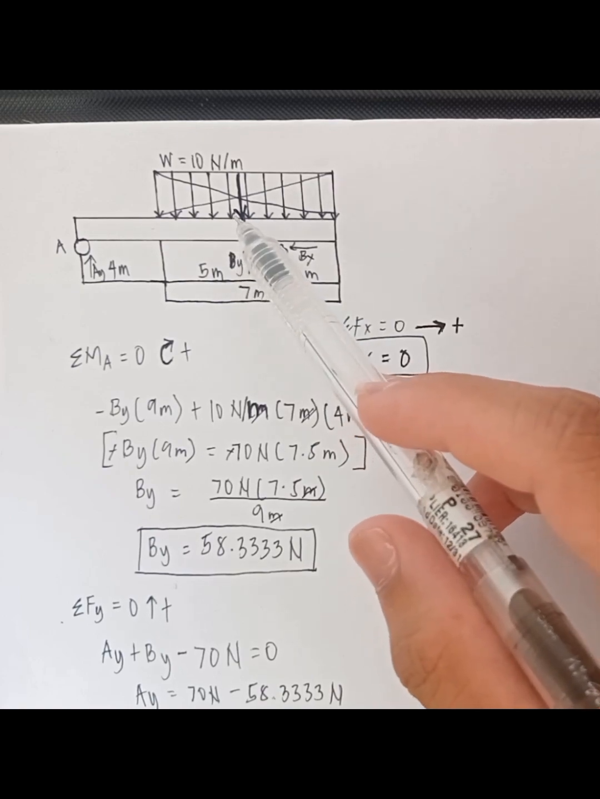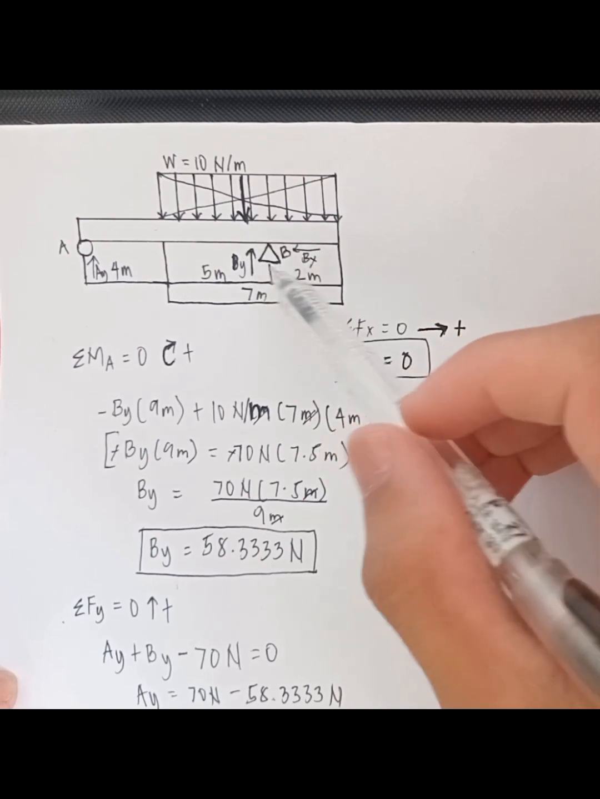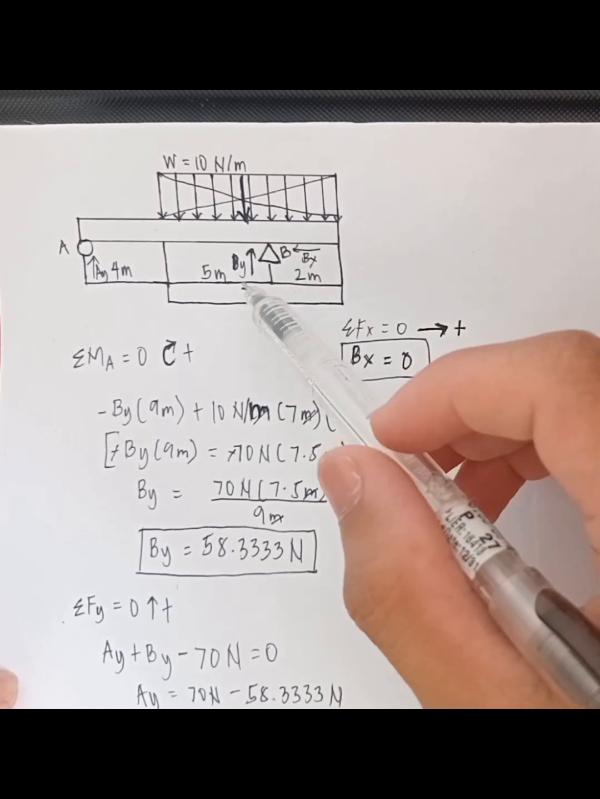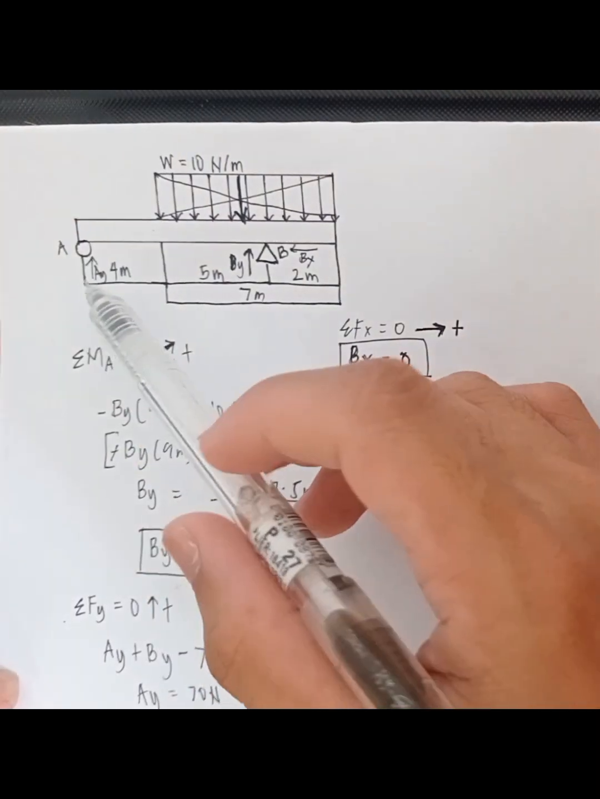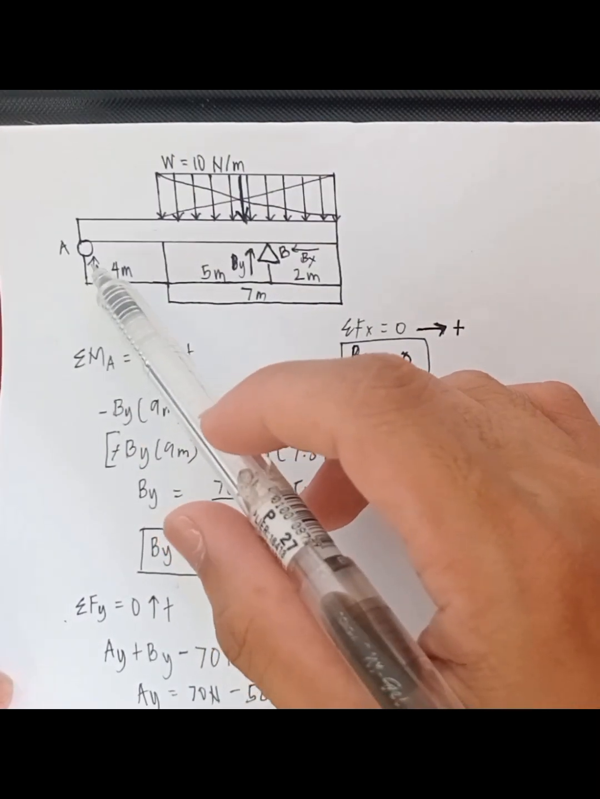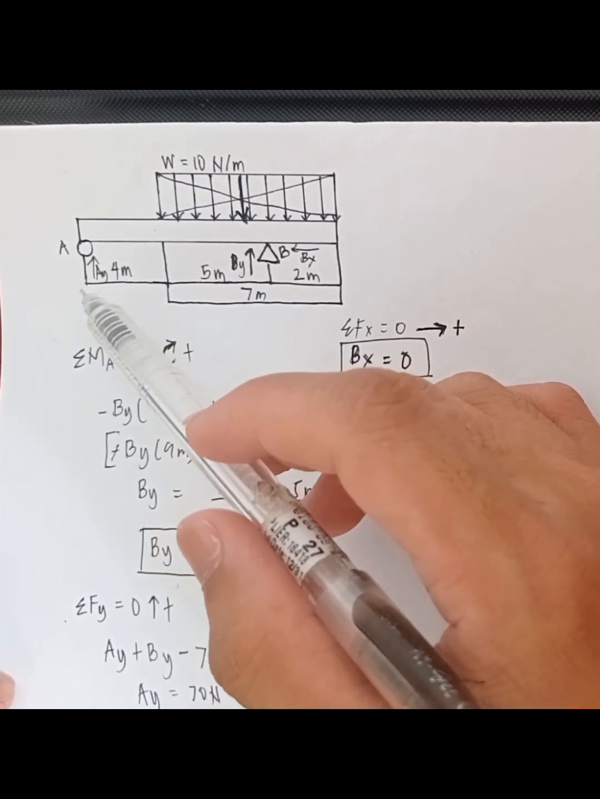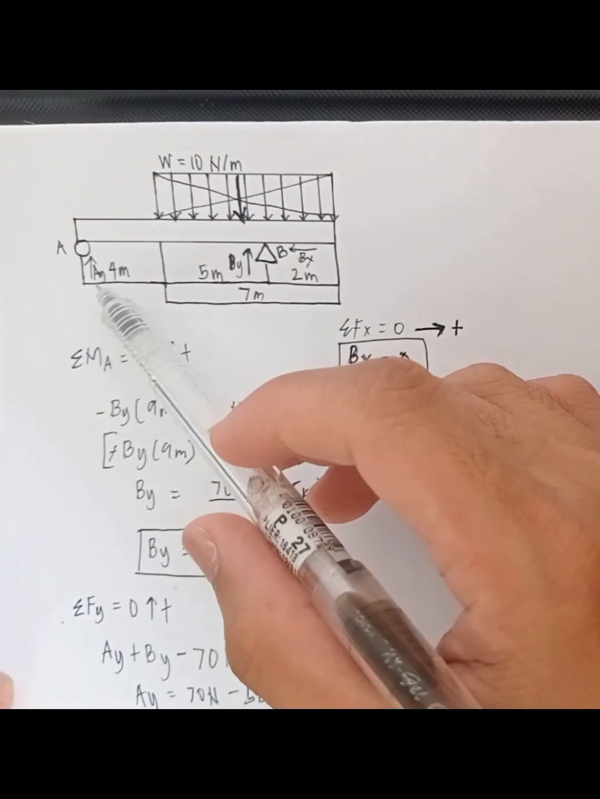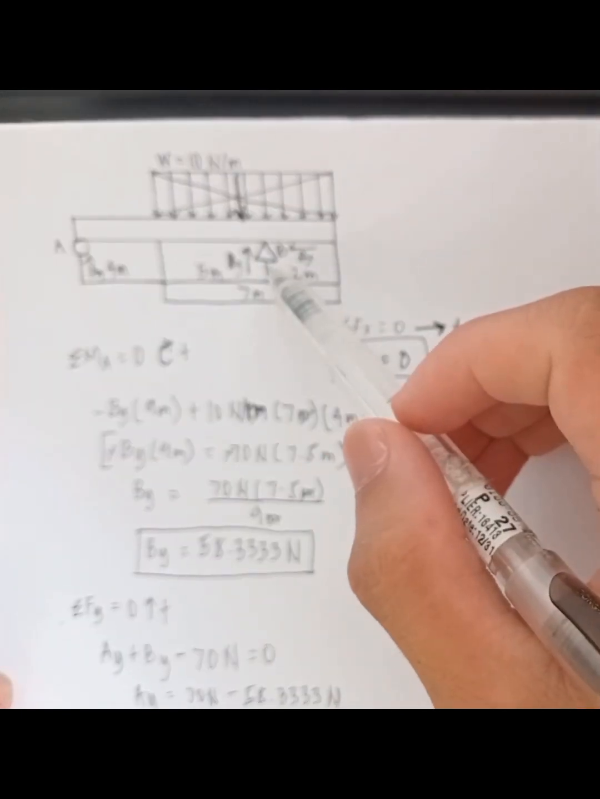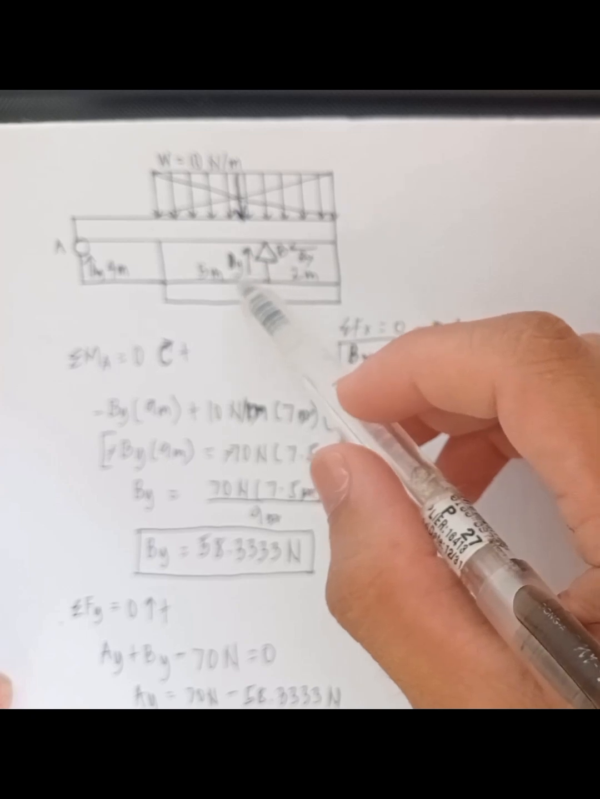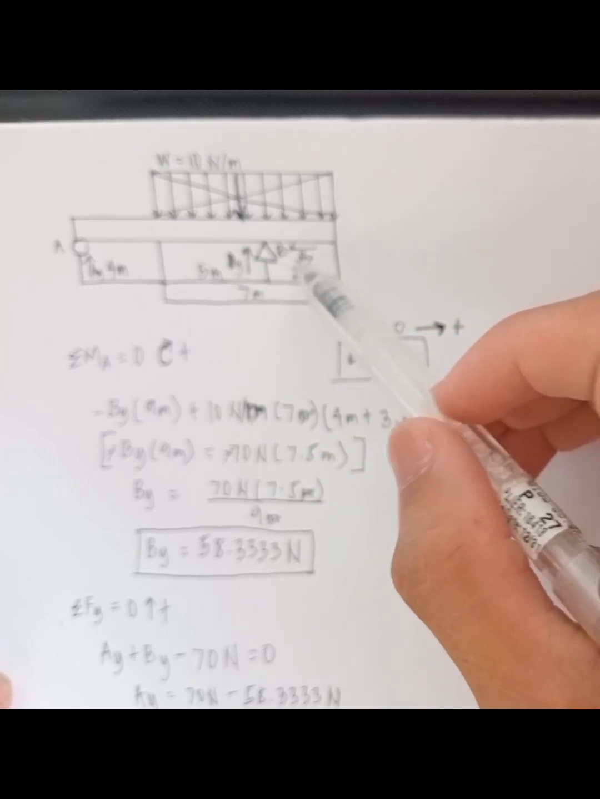And we know that in the pin support there are two reactions, the horizontal reaction and the vertical reaction, while in the roller support there is only one reaction, which is the vertical reaction only. So we call it Ay. Then in the pin support we call it By for vertical reaction and Bx for horizontal reaction.